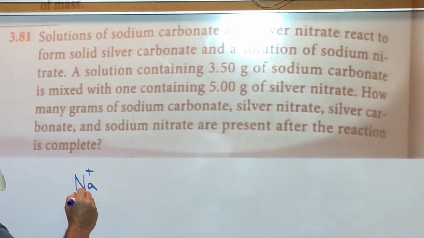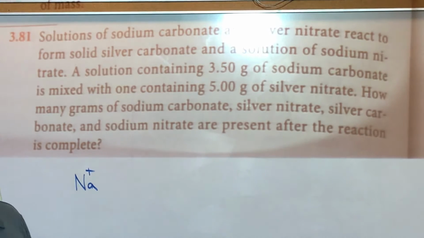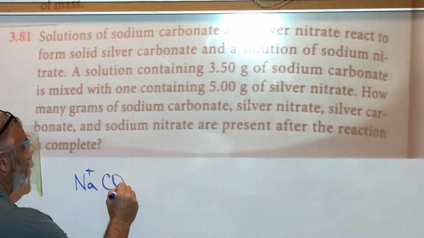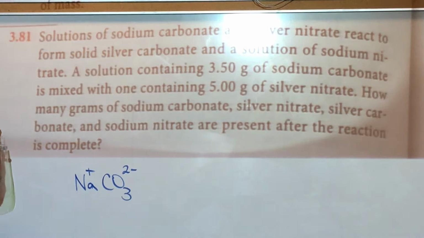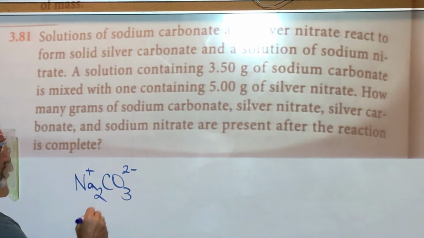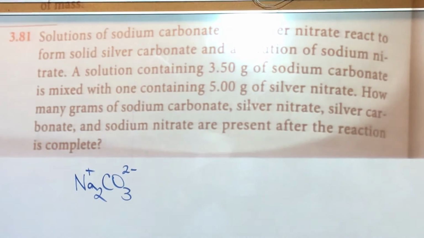So it's plus. And then carbonate is one of the common ions that we memorize, but we go and look on the chart and we know carbonate is CO3 with a 2 minus charge. So what's my formula for sodium carbonate? Na2CO3. Does it matter which side you put the sign on?